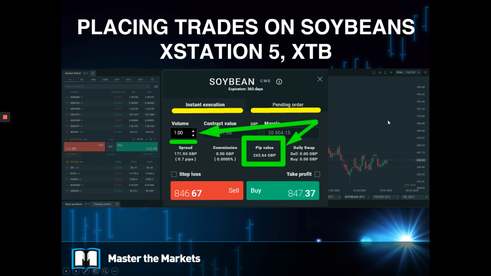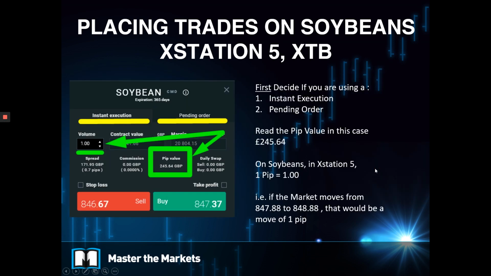So the couple of things to note on the trade ticket, the important things are, one, this volume box just here, and secondly, the pip value. So this volume corresponds to pip value. As this goes down, this pip value also decreases. As this goes up, this also increases.